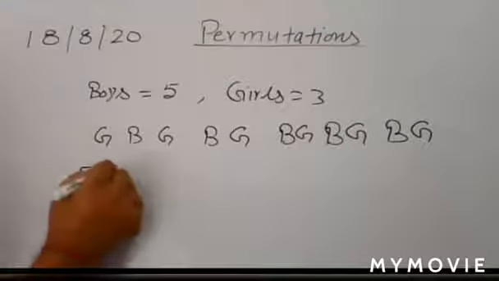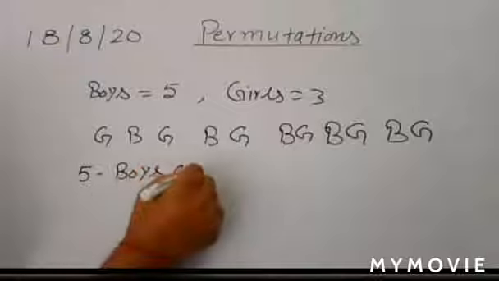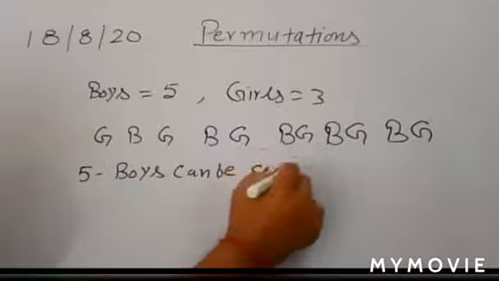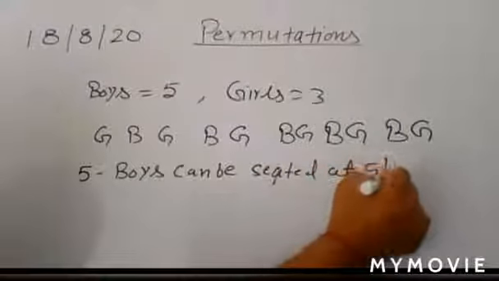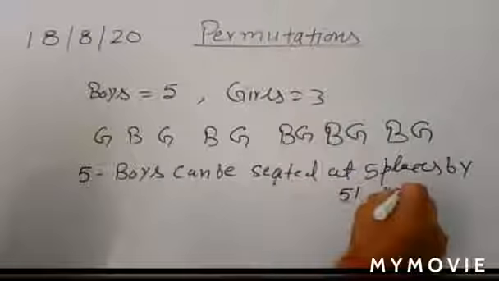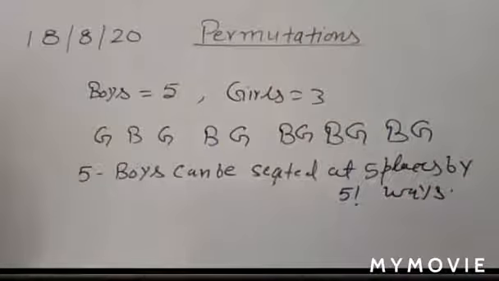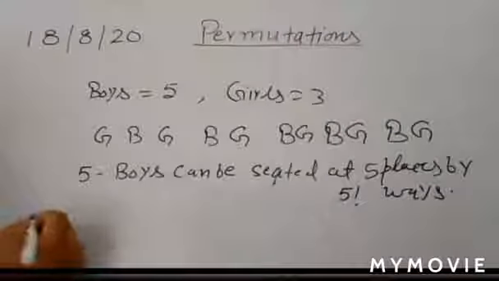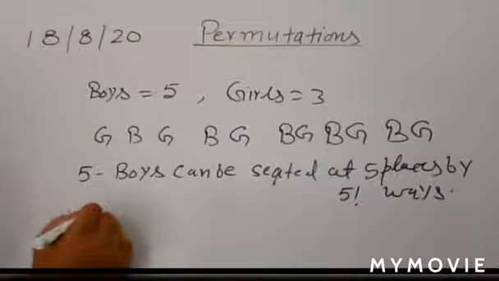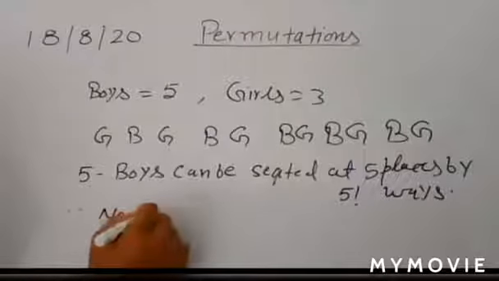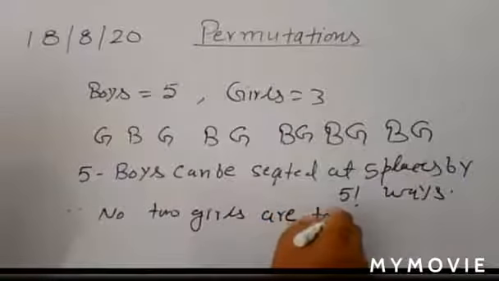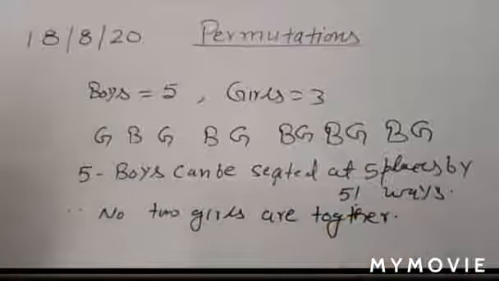So 5 boys can be seated at 5 places by factorial 5 ways. Okay? Sir, what is your condition? Since no 2 girls are together. Here it is given, no 2 girls are together.